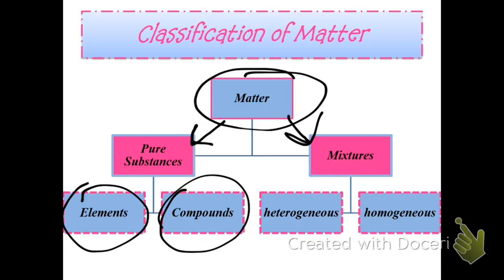Okay? And so then we have our terms of mixtures. Mixtures are pretty much everything else, combinations of elements and compounds put together. And then we classify those usually as heterogeneous or homogeneous, and we'll talk about what those definitions are here in a minute.